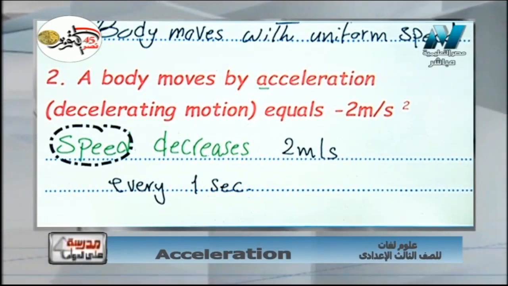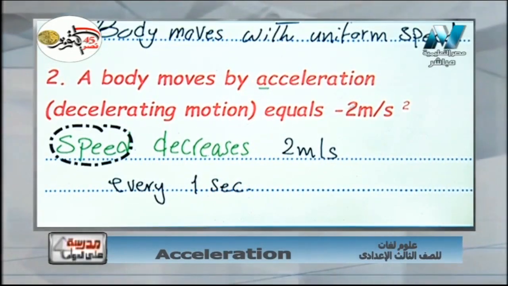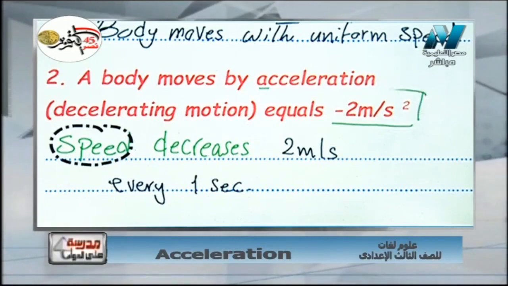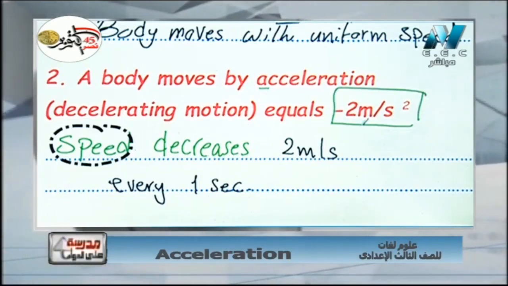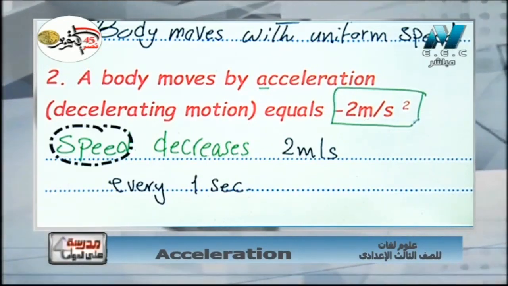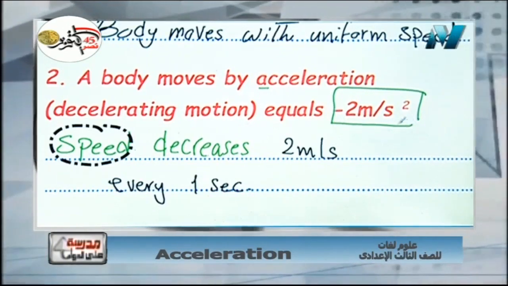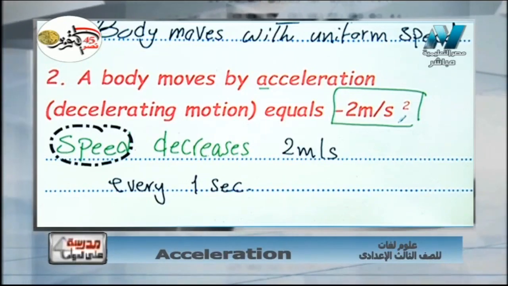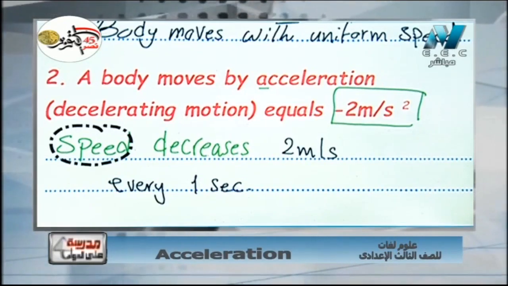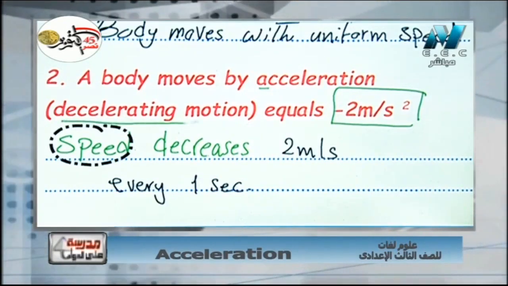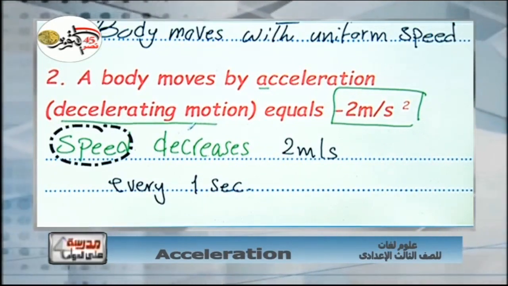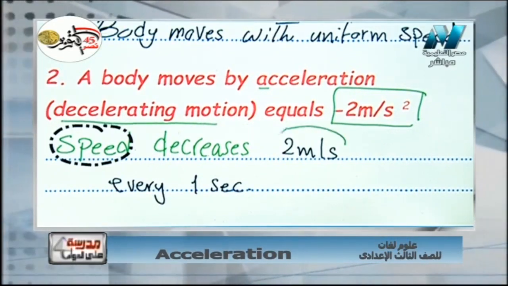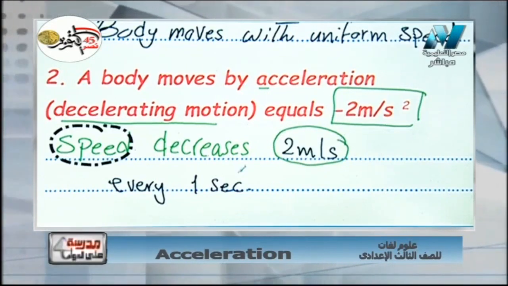Okay, we separated them. We have 2 measuring units here: meter per second and second. Because acceleration, again, is the change in speed. And here we have decelerating motion, which means the speed decreases. How much? 2 meters per second every 1 second.